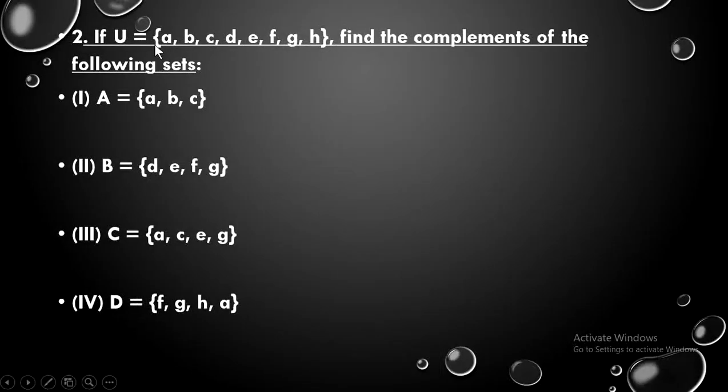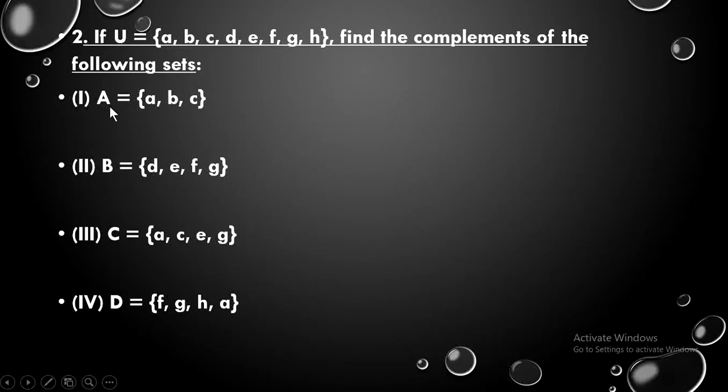Then the second one you see, they have given you the universal set and they have asked you to find the complements of the following sets. These are the sets where you have to find the complements, and they have given you the universal set. Now you know the basic formula: the universal set minus the required set will give you the complement of that set. So let's see the first one.